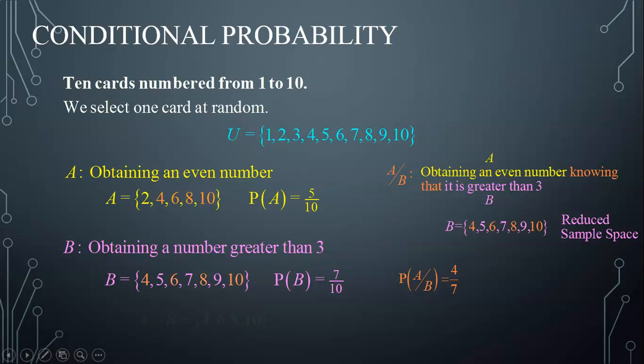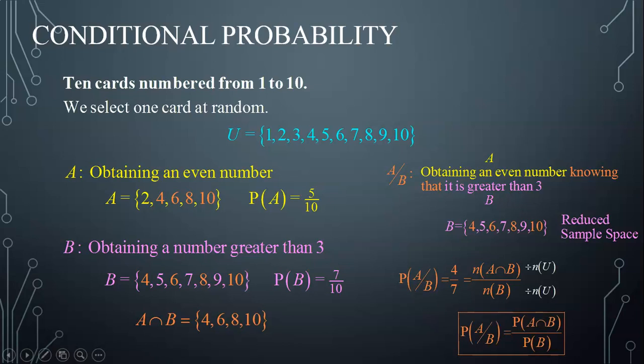Now, looking carefully, we notice that the even outcomes in B are in fact from the intersection of A and B. Then the probability of A given B can be seen as the cardinal of A inter B divided by the cardinal of B. Dividing both the numerator and denominator by the cardinal of the sample space U, we obtain the probability of A given B to be the probability of A inter B divided by the probability of the condition B. Then you can in fact find a conditional probability either using the reduced sample space or using the final derived formula.